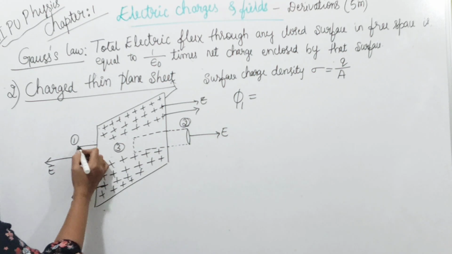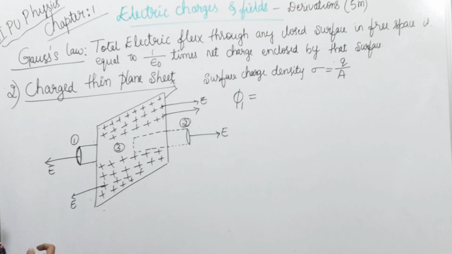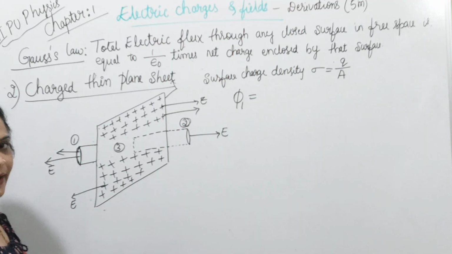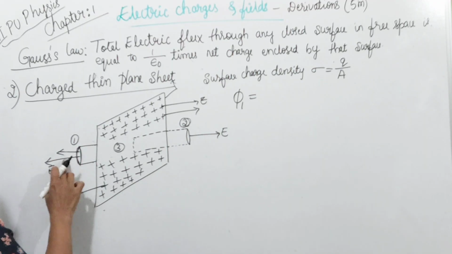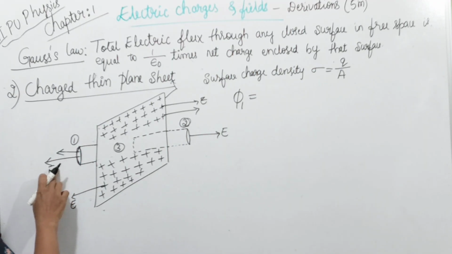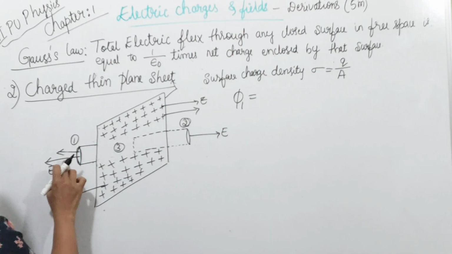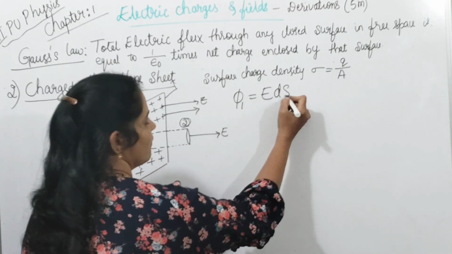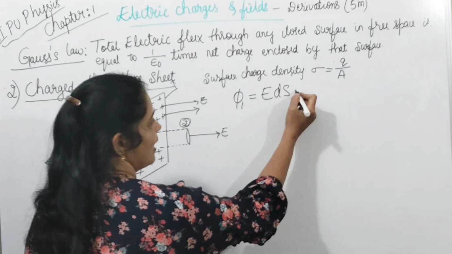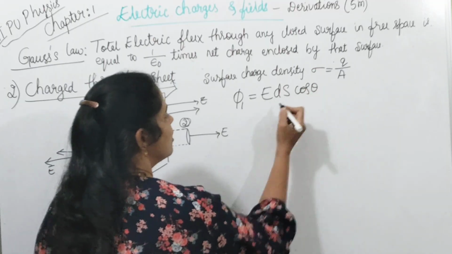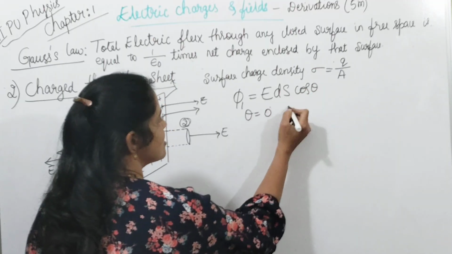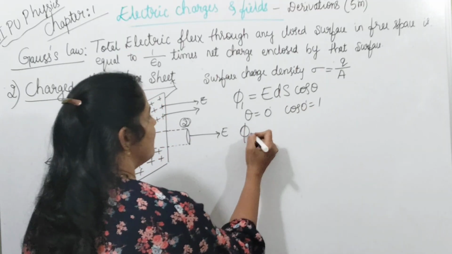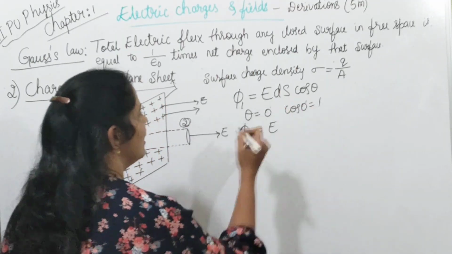See, here you can see this first surface is circular, and if you draw outward normal, it shows a direction of area. Outward normal is along the direction of electric field, right? Both are along same direction, means theta is 0. What is the expression for electric flux? Electric field, area into cos of theta. Theta is 0 degree, cos 0 is 1. So therefore, phi 1 is equal to E into area.